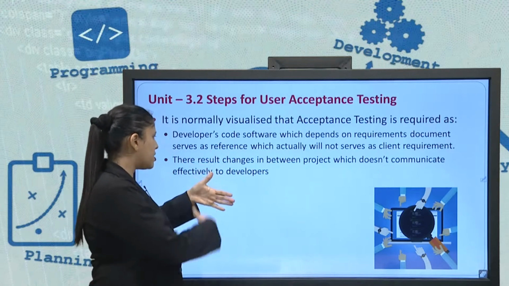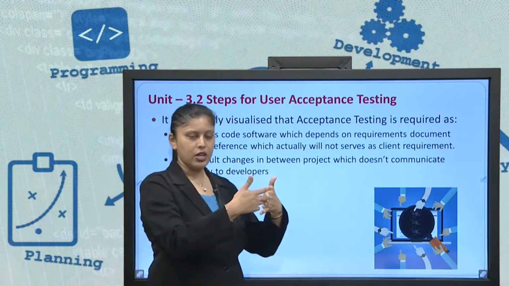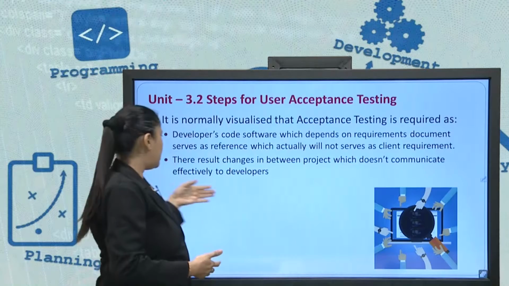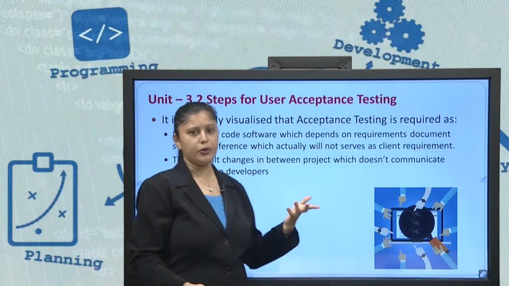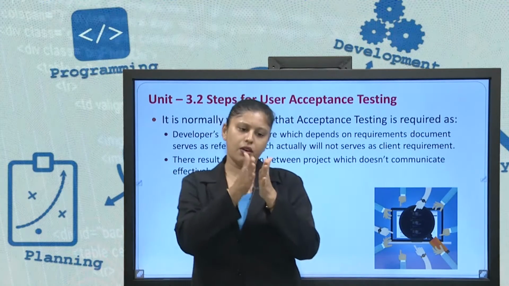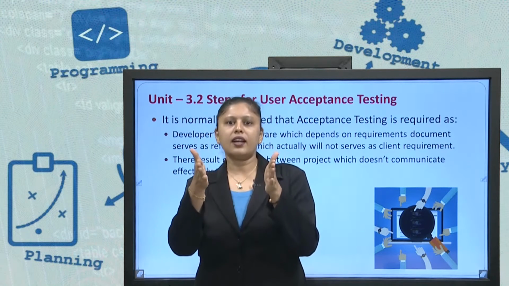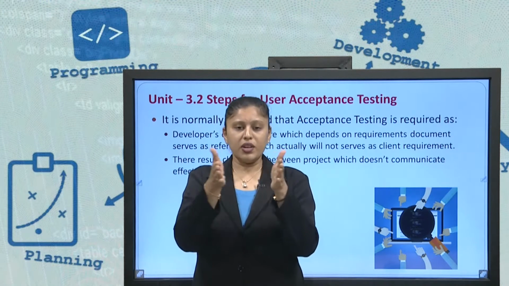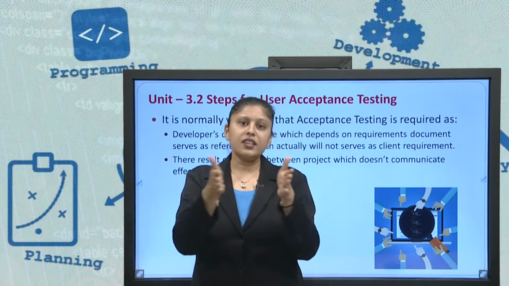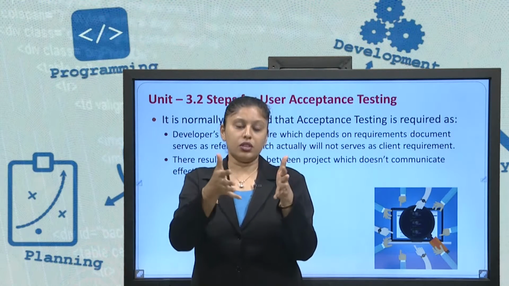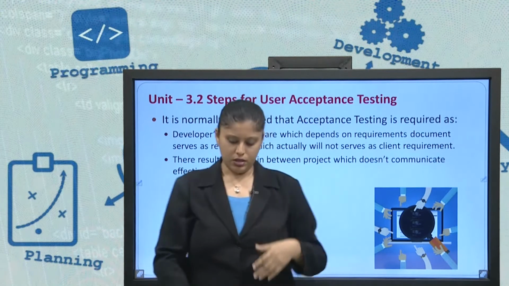It says there result changes in between the project, which doesn't communicate effectively to the developers. If my result keeps on changing between the project, then it will not communicate effectively to my developers. When a particular result is achieved, after that another set of result is achieved. So between those two results, whether it is communicating properly with the code or not.